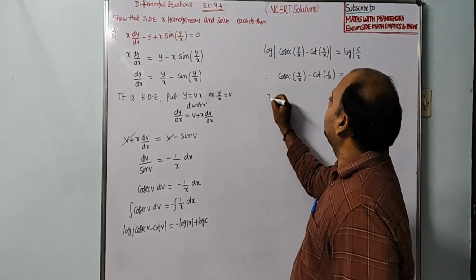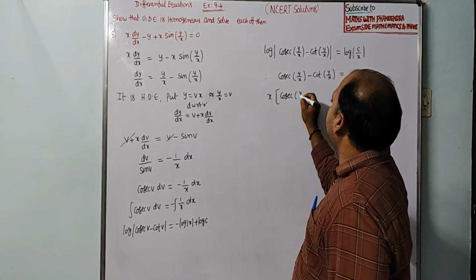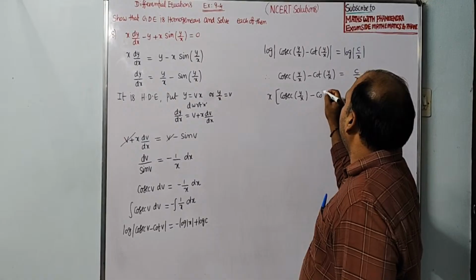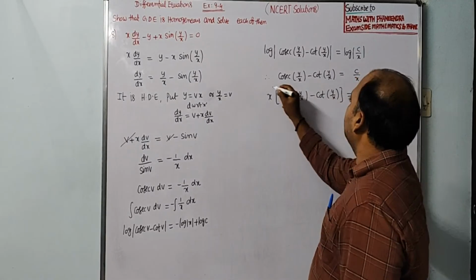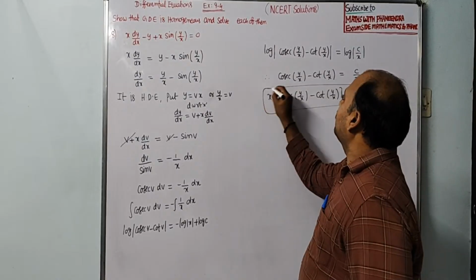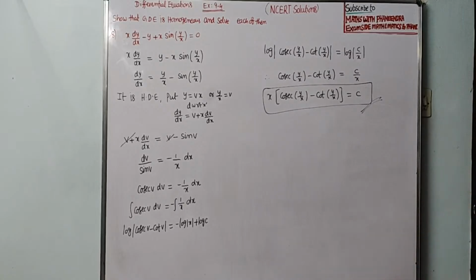X bring the side, x into cosecant of y by x minus cot of y by x is equal to c. This is the required final answer for the given differential equation. Okay, dear students, we'll move to another question now.